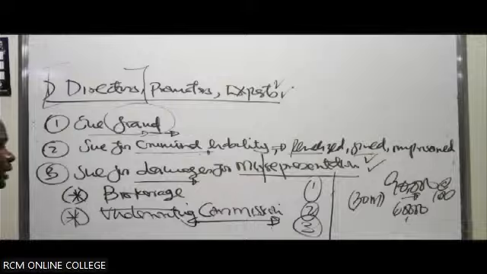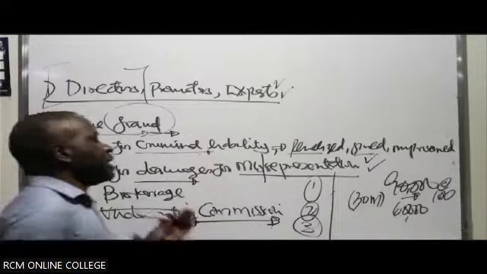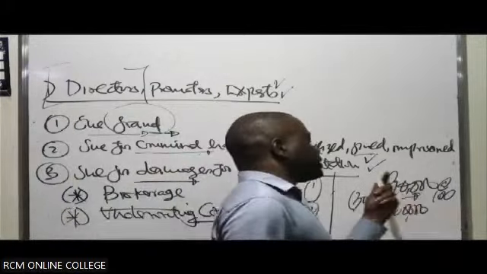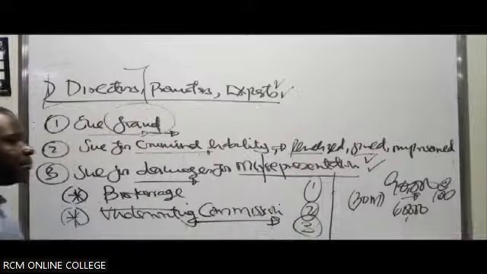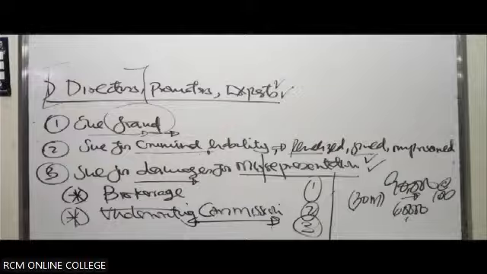So in this case, the underwriter simply does what? He takes up that amount that has not been subscribed for. So we call it underwriting commission.